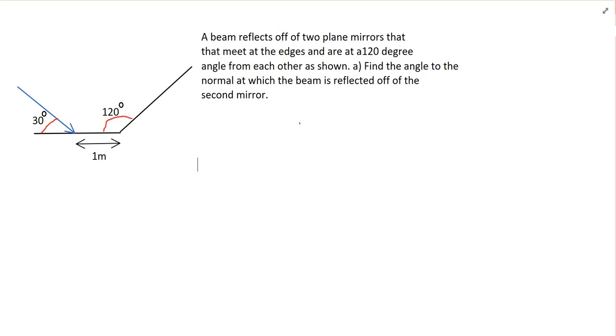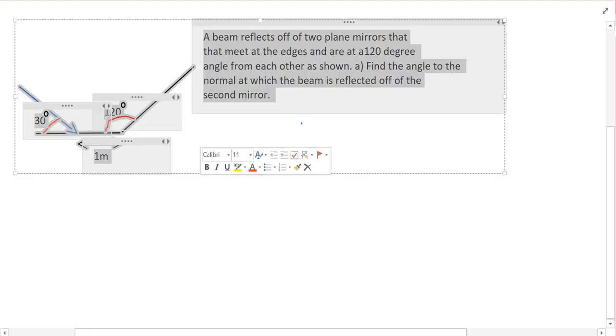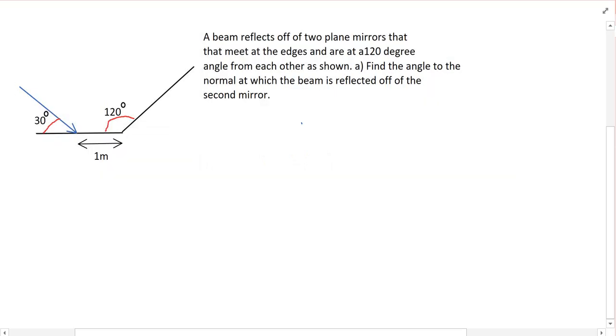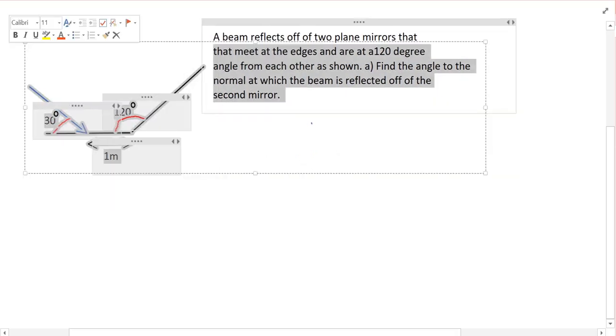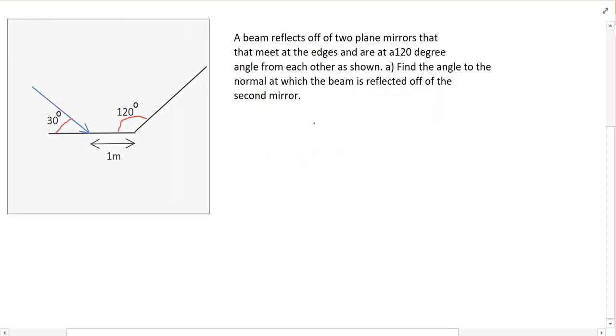I've drawn the problem there on the left, and you can see that the beam comes in and is going to strike the first mirror at a 30-degree angle from the first mirror, which is horizontal, and that the mirrors are 120 degrees apart from one another. So what I'm going to do is copy this and paste it down below, because things are going to get messy if I don't make another copy.